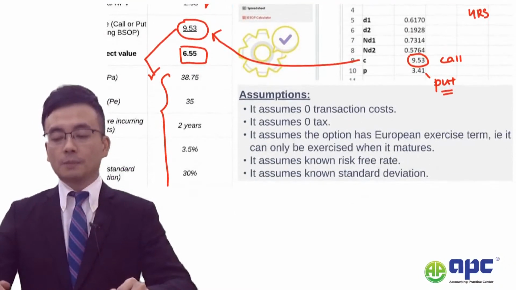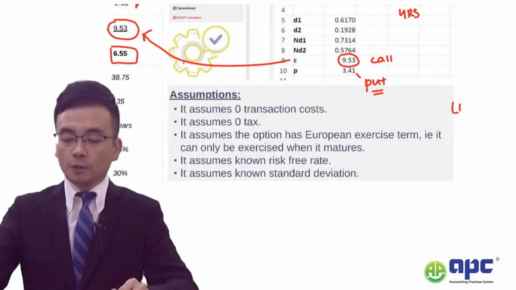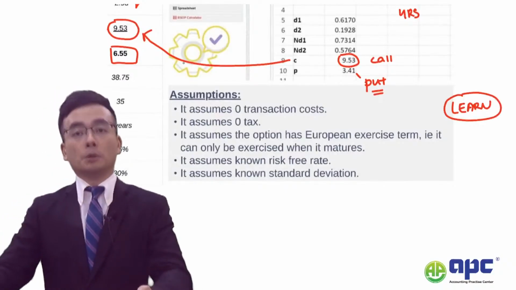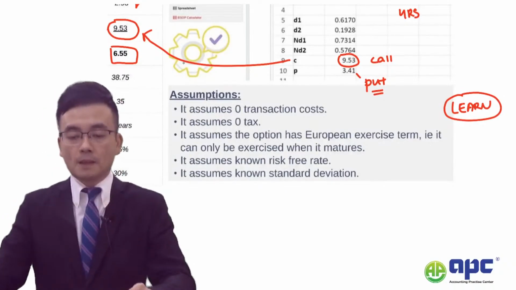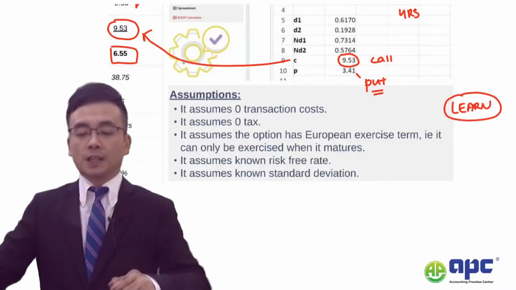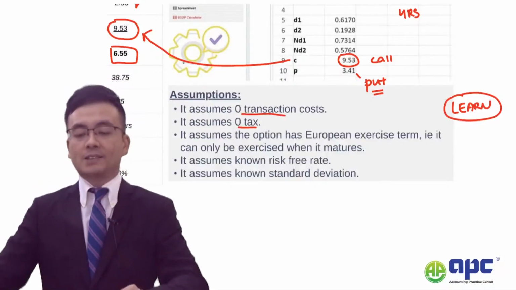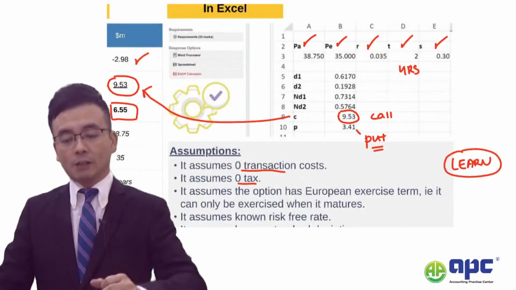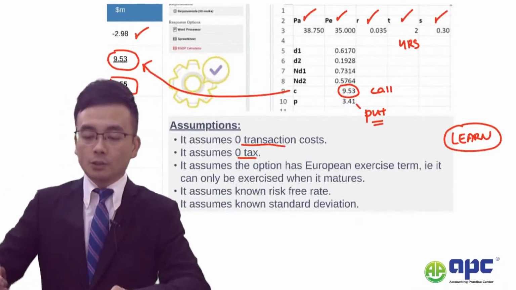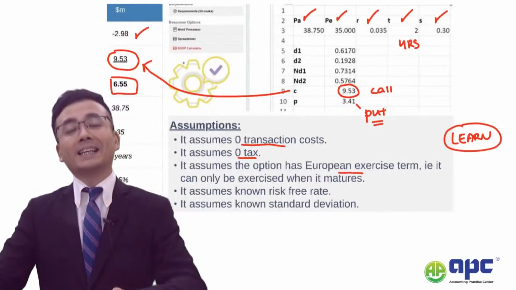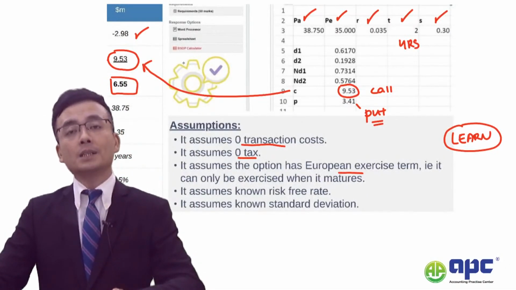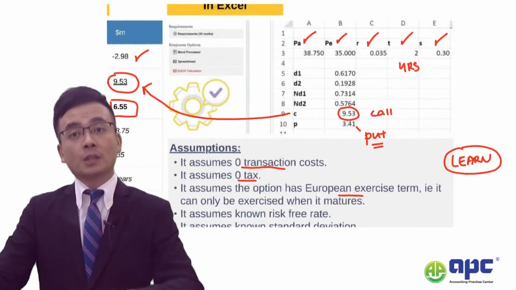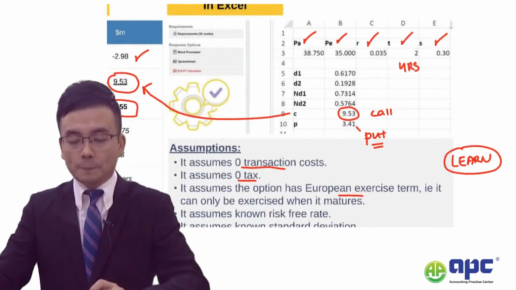Now, not only for that, you also need to learn the following assumptions if you are considering the BSOP model in your evaluation. We assume everything is perfect, no transaction costs, no taxes, because you can't see any transaction costs and taxes in the calculation itself. And also you need to wait, which means the European exercise term, which means that you will need to wait for another 2 years before you can proceed with that investment.